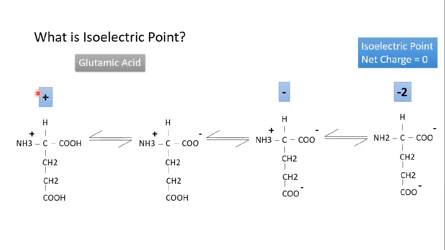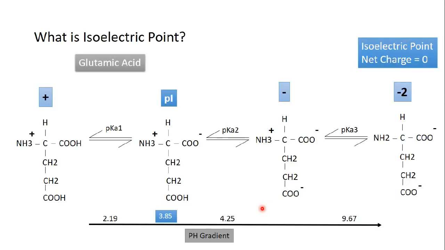If we look at the pH gradient, this glutamic acid will have 3 pKa's, pKa1, pKa2, and pKa3, because it has another group on the side chain. If we look at the pH gradient, this is pKa1 of glutamic acid, which is 2.19, this is pKa2 and pKa3. And then, as you see here, the isoelectric point is the middle point between pKa1 and pKa2.